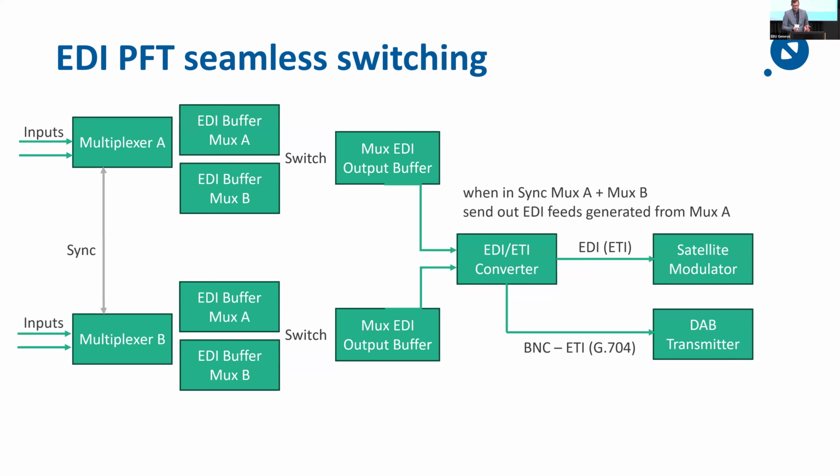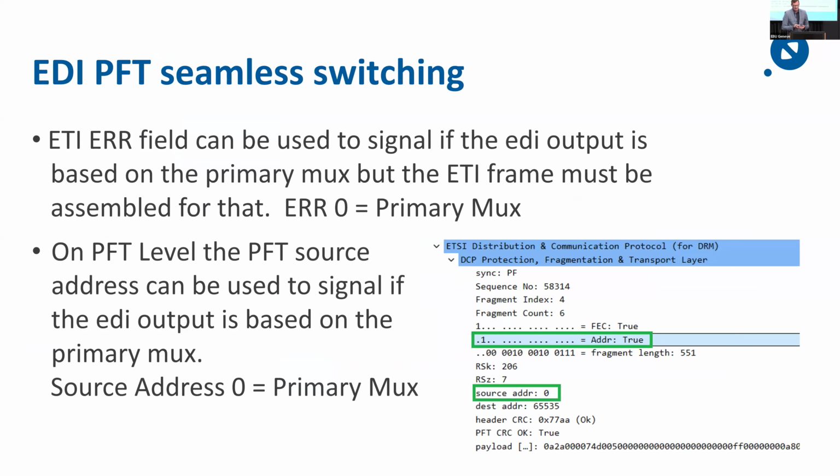Typically, and it's good that I do not have to explain this, both multiplexers when in sync handle the same feed bitwise. So the output for multiplexer A and B is the same when in sync. And this can be signaled by using the ETI error field, for example, error field 0 for the primary, but there's something better that we can do.